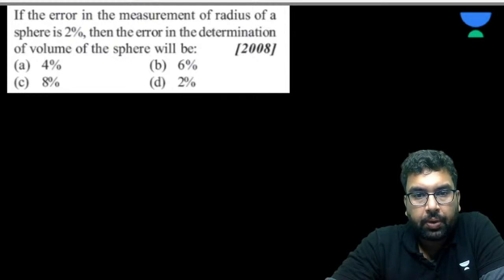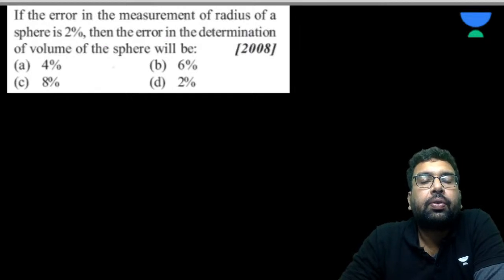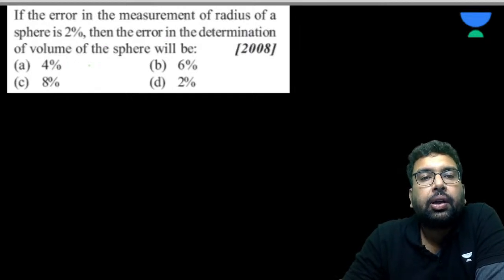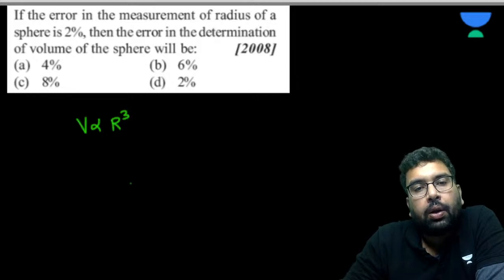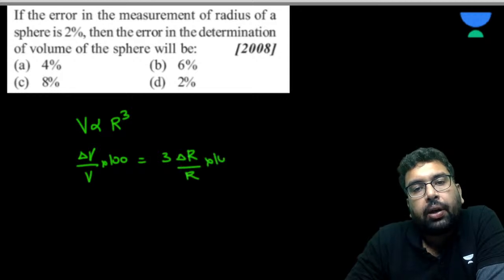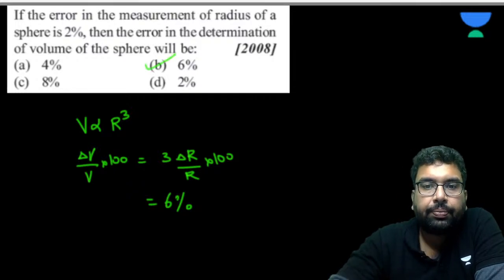Yeah, sure. What about you, Cake? So it says if the error in the measurement of radius of a sphere is 2%, then the error in determination of volume. So volume of a sphere is given by r cube. That means delta V by V into 100 is equal to 3 times delta r by r into 100. Right? So this becomes 6%. So B is the option. Right?